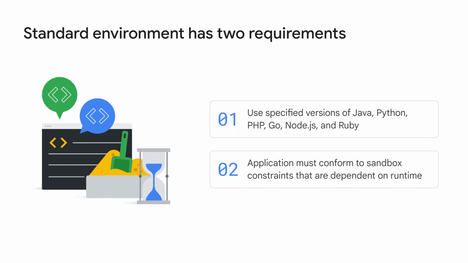There are a couple of requirements for using the standard environment. You must use specified versions of Java, Python, PHP, Go, Node.js, and Ruby, and your application must conform to sandbox constraints that are dependent on runtime. Applications run in a secure sandboxed environment. This allows the App Engine standard environment to distribute requests across multiple servers and scale servers to meet traffic demands. This means that your application runs within its own secure, reliable environment that is independent of the hardware, operating system, or physical location of the server.